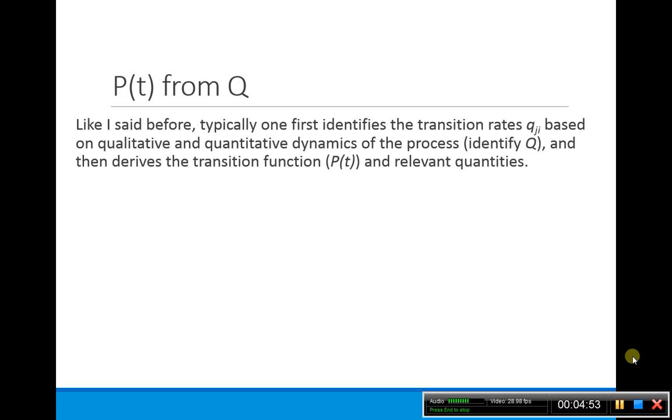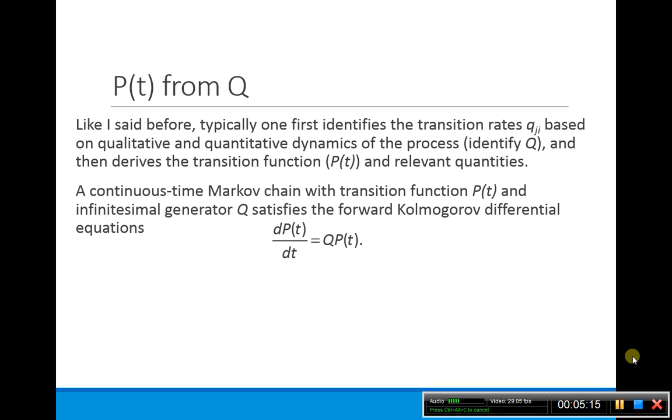So most of the time, like I said before, in most situations you identify transition rates first. You don't really think about the transition function. First, you think about the transition rates. And so we want to figure out how we can go from our transition rates, our matrix Q, and derive the function P of t.